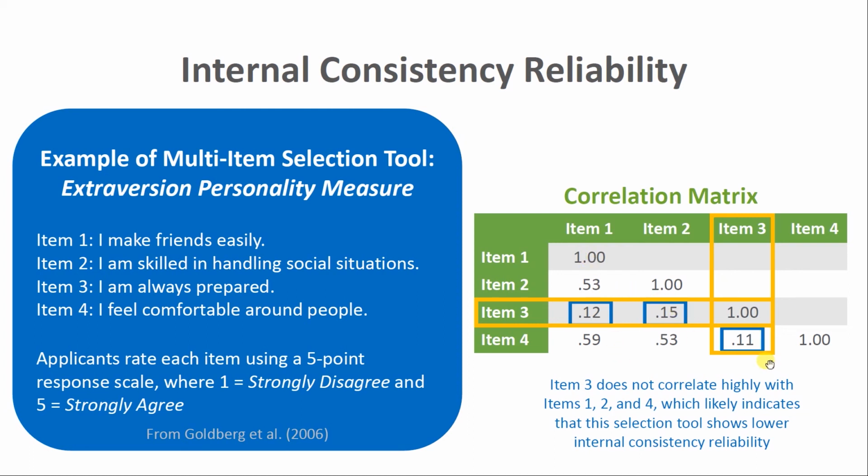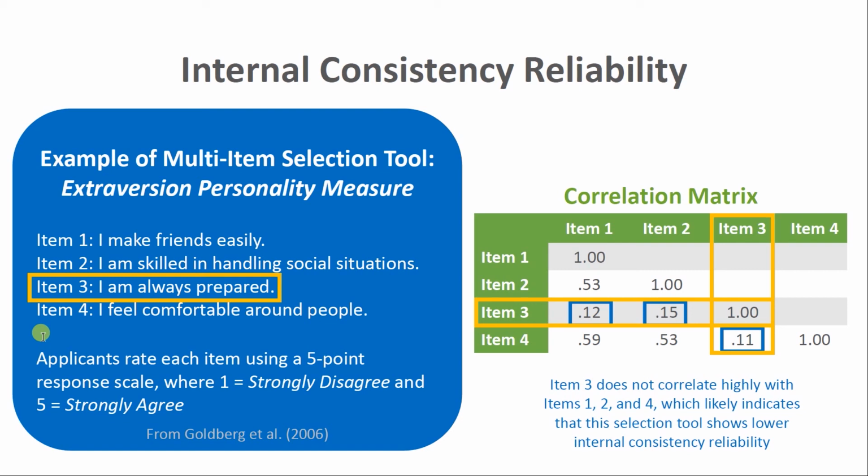Because really what Cronbach's alpha is, which I'm eventually going to reveal to you for these 4 items, you can think of it as almost being like the average intercorrelation between all the unique items with each other for a particular measure or selection tool. So going back to this example of our 4-item selection tool for extroversion as a personality measure, remember item 1 is I make friends easily, item 2 is I am skilled in handling social situations, item 3 is I'm always prepared, and item 4 is I feel comfortable around people.